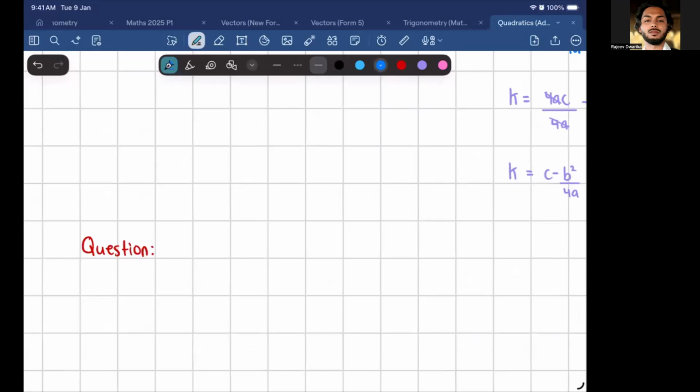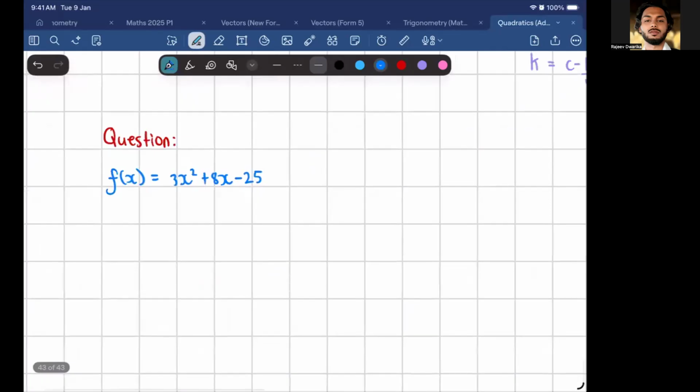So it was 3x squared. I'm gonna call it f of x. So let's just say f of x is equal to 3x squared plus 8x minus 25. First things first, Serena. What is A, B, and C equal to? A is 3, B is 8, and C is negative 25.